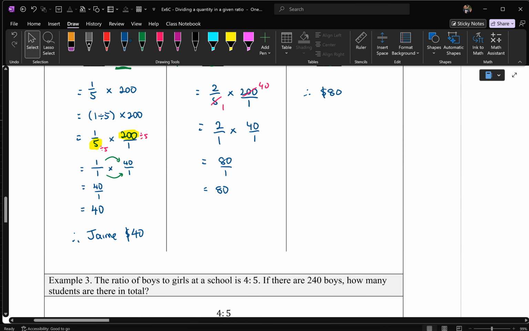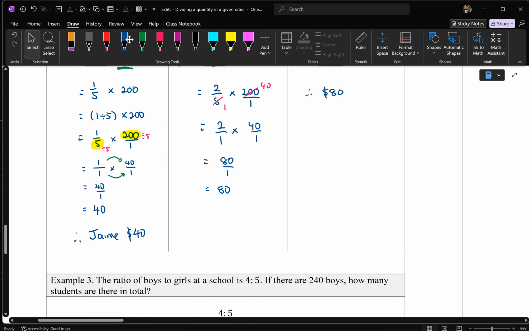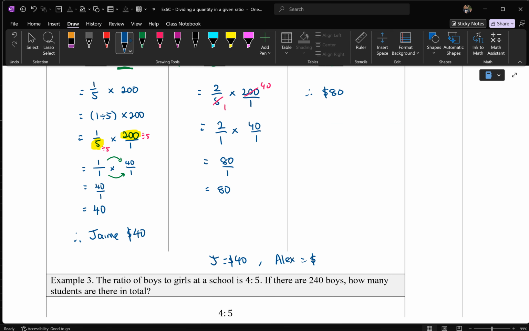So together, if you think about it now, Jamie gets $40, Alex gets $80, and Bob gets $80. Whoops, my bad, not 40, 80 and 80. Now, does that all add up to 200? So let's think about 80 plus 80 is 160, and then plus the 40, yes, that does give you a total of $200.